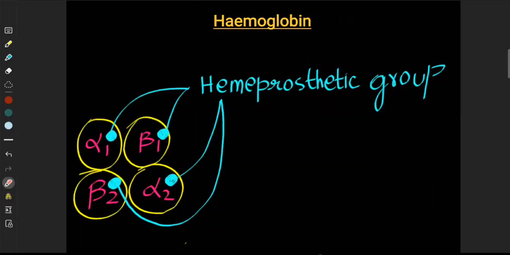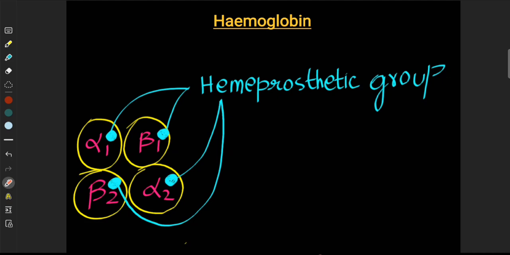Hi everyone. So today we're going to learn about hemoglobin. So we already know what exactly hemoglobin means, right? If we divide hemoglobin into two parts, the first part is heme, which is the non-protein part, which contains the porphyrin ring, and then we have the globin part. The globin part is the protein part, right?